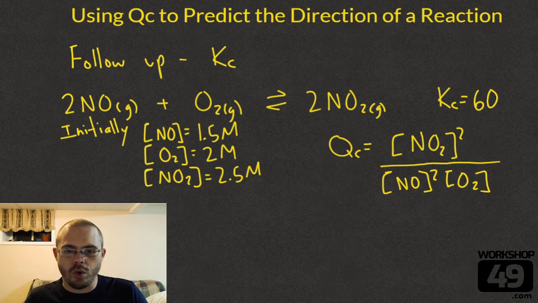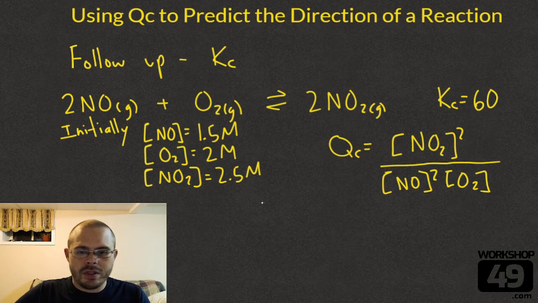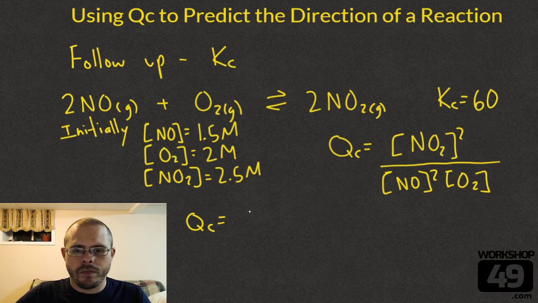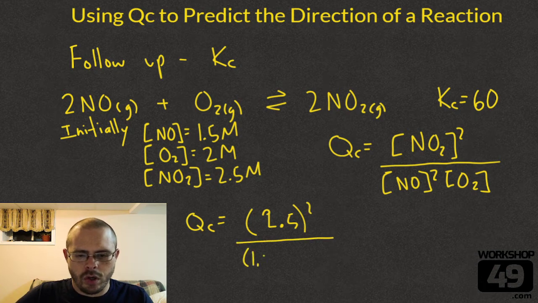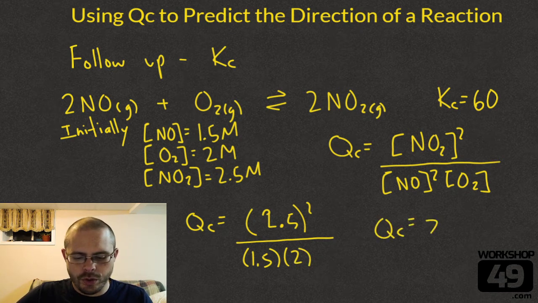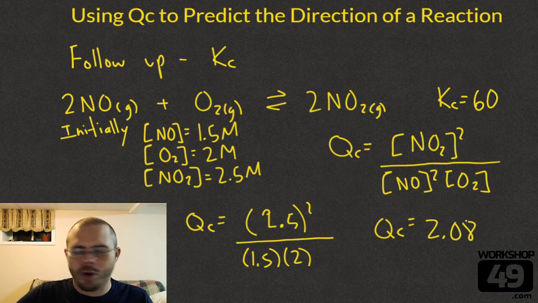With Qc, you don't actually have to calculate the final concentrations. Qc predicts if it's going to move to the right or to the left. So in our Qc equation, we're still going to fill in these concentrations. NO2 is 2.5, squared, all over 1.5 squared multiplied by 2, and we get a Qc value equal to 2.08. But what do we do with it?